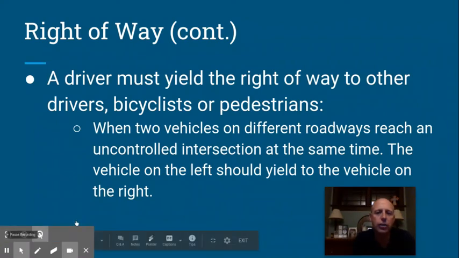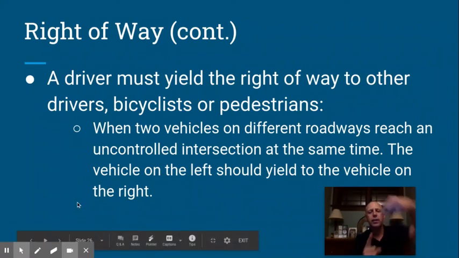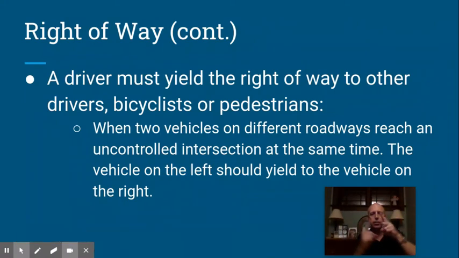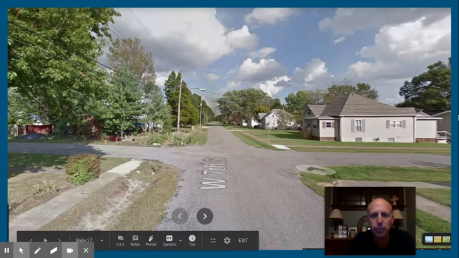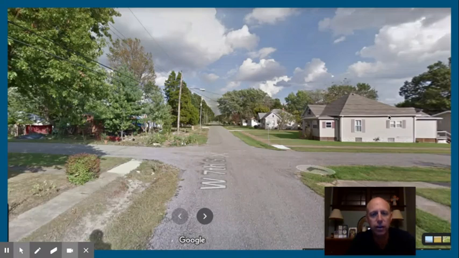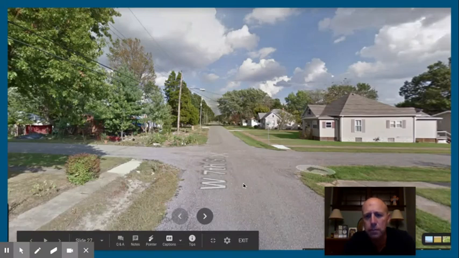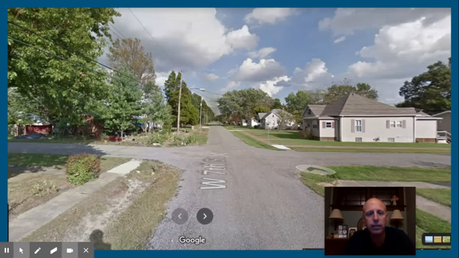Okay, so two vehicles on different roadways. That means you're not coming towards each other and meeting. That means you're on roads like this, coming at each other at a 90-degree angle. Let's take a look at our example here. This is an intersection in Staunton. I pulled this off of Google Maps. It's kind of over behind R&B's, in that neighborhood that's got the Schwann's distribution center. That's just over this direction down this street.